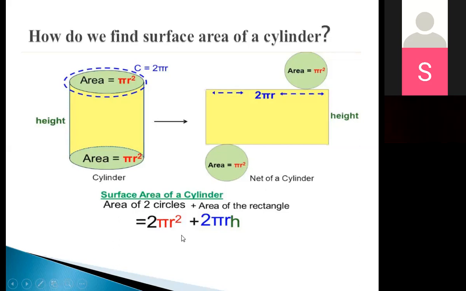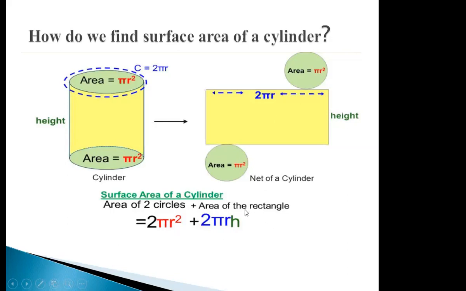So the final formula for surface area of cylinder will be 2 pi r square, we have two circles, and we have 2 pi r h. What is 2 pi r in the formula? 2 pi r is the length of the rectangle. And what is h? It is the breadth of rectangle. All right? Okay, is this clear?